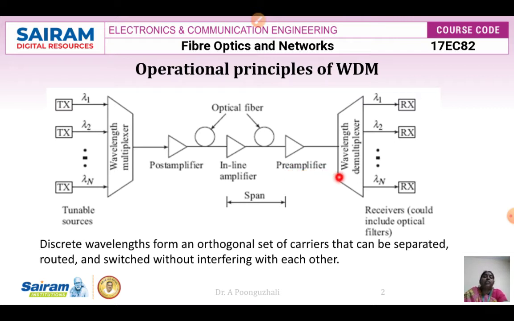When the demultiplexer receives all these signals, it is going to demultiplex them and send them to the corresponding receivers. The wavelengths are going to be separated out and received at the receiver end. Here we are going to have discrete wavelengths. The discrete wavelengths are going to form an orthogonal set of carriers. Orthogonal set of carriers means there is going to be no chance of interference. So these discrete wavelengths form an orthogonal set of carriers which can be separated, then routed and then switched without interfering with each other.